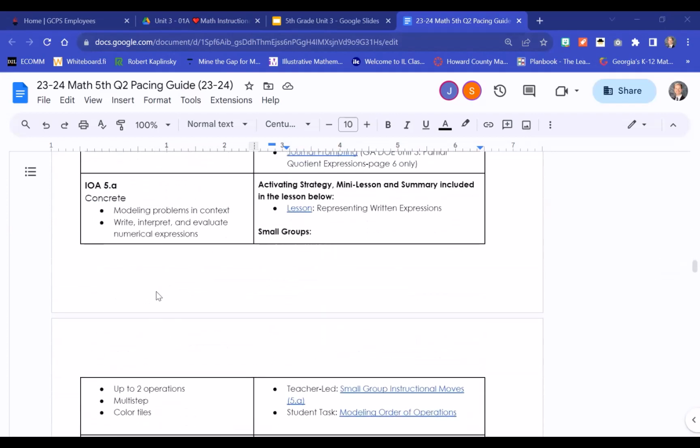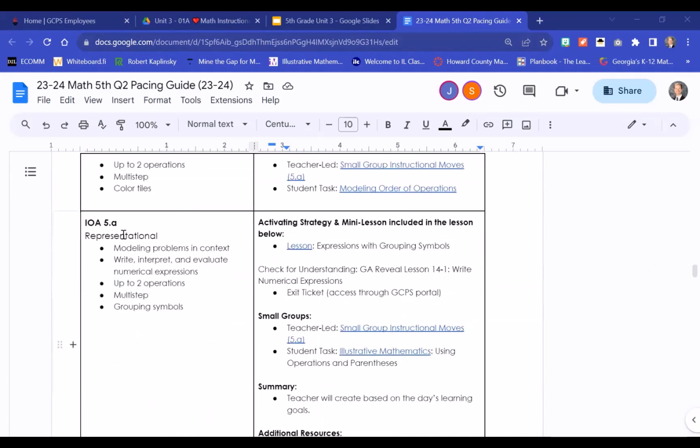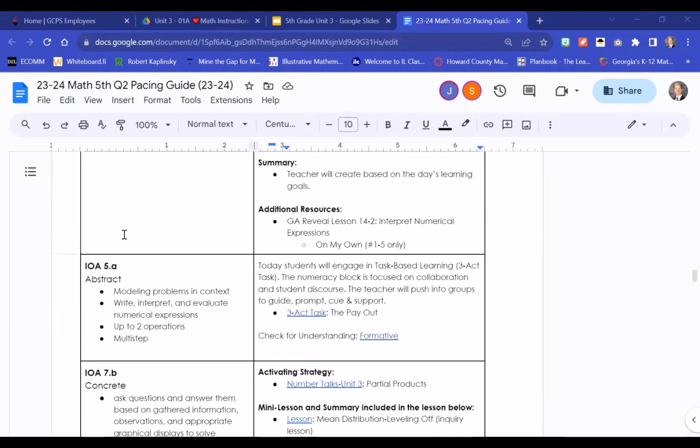The pacing guide then shifts to IOA 5A and writing, interpreting, and evaluating numerical expressions with up to 2 operations, with or without grouping symbols to represent actual situations. While this IOA is clustered with multiplication and division earlier in Unit 3, it will appear in isolation for 3 days, progressing from concrete to representational to abstract.